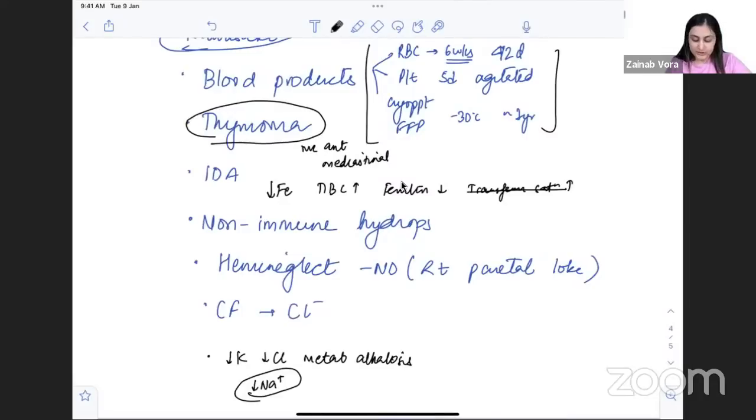Okay. Then non-immune hydrops, I think, has been discussed already. So ABO incompatibility would not be non-immune. It would be immune, right? Immune mediated isoimmunization. Tube order has been discussed, right? We have already seen this.